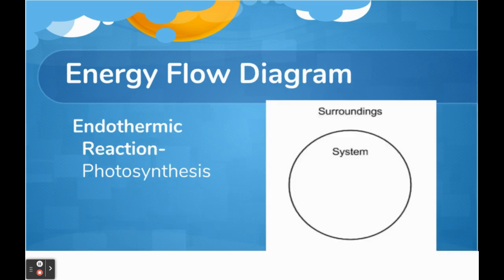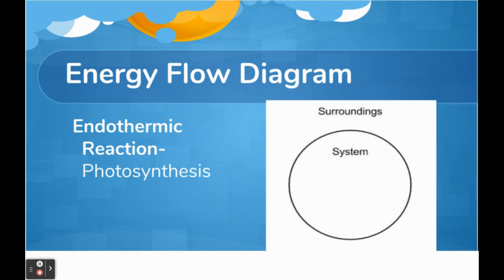So now let's learn how to draw the energy flow diagrams. For the examples, I will tell you whether they are endothermic or exothermic reactions. When it comes time for you to draw these on a test or a quiz, you will have to decide whether the reaction is endothermic or exothermic.